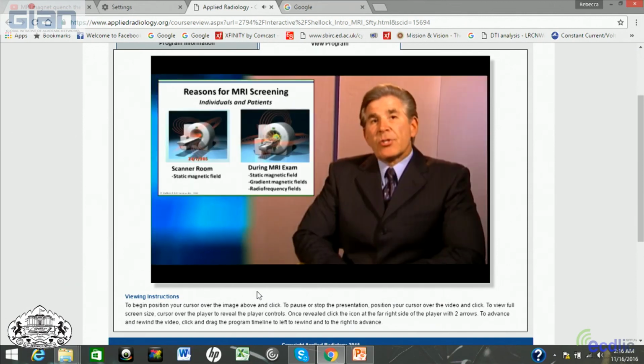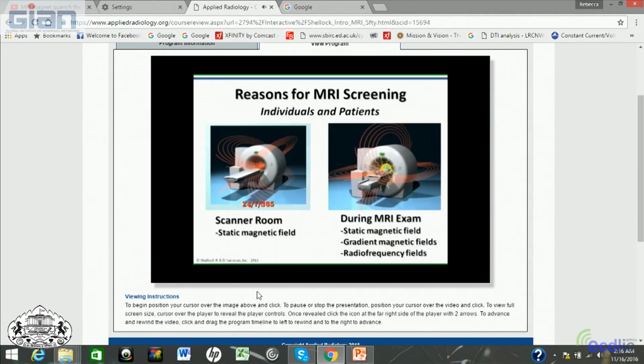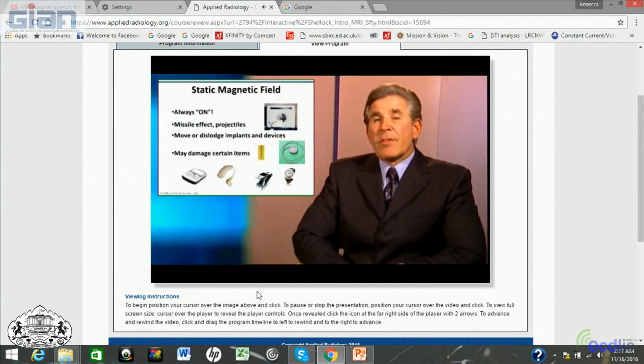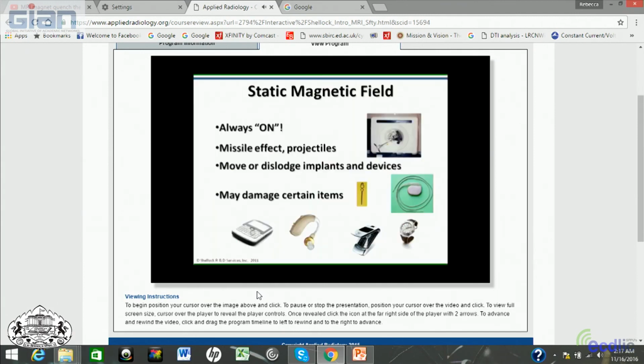Why is it necessary to do comprehensive screening for both patients and other individuals? Well, as I've previously indicated, MRI technology uses a powerful static magnetic field, rapidly changing magnetic fields, and radio waves or radio frequency energy. Each of these may pose issues for patients and other individuals in the MRI environment, and more importantly, for anyone who's in the scanner room or inside of the system while it is operating. Remember, the static magnetic field of the scanner is always activated, and therefore the hazards related to this powerful field are always present.